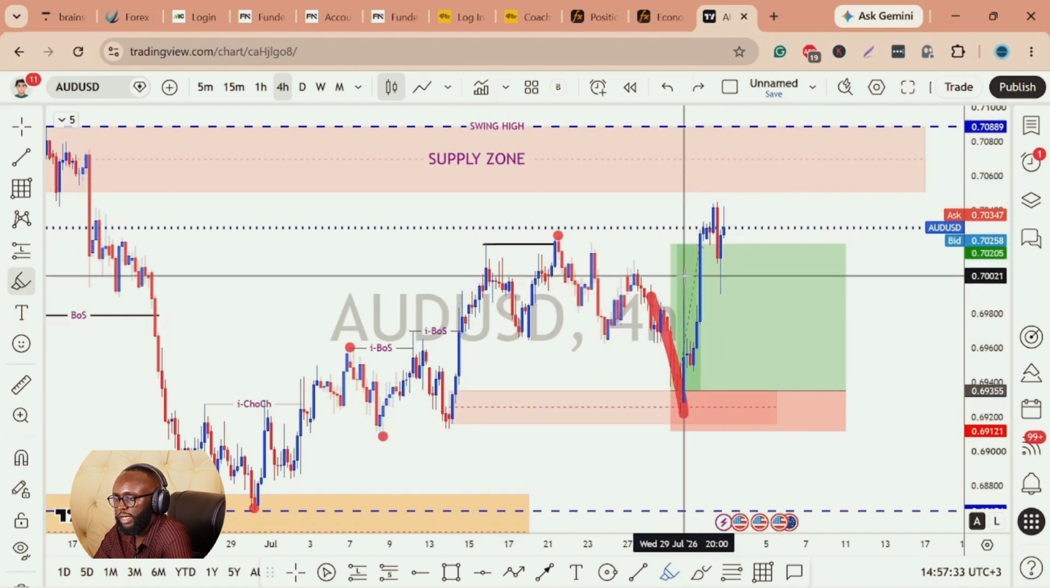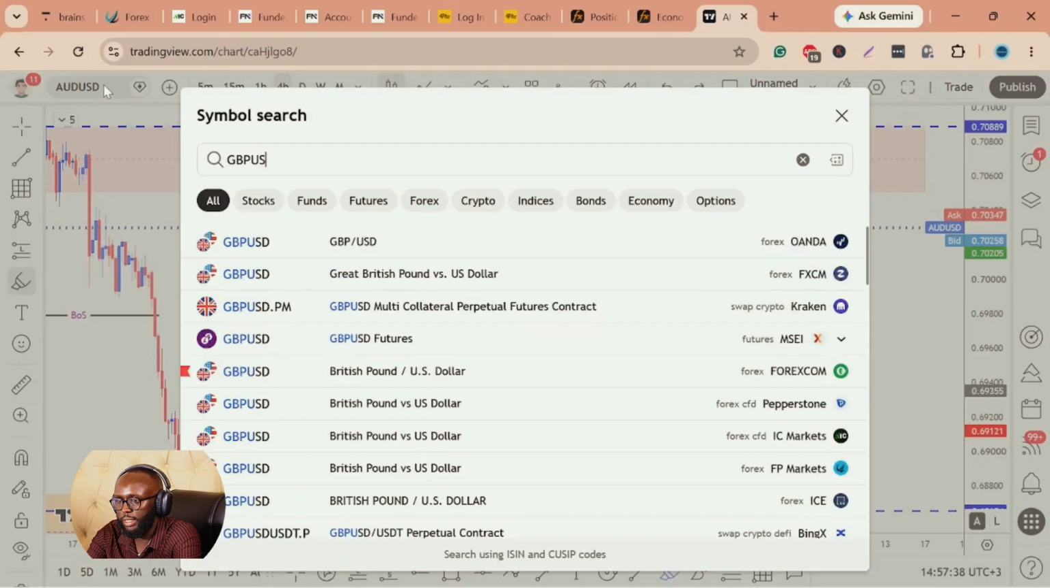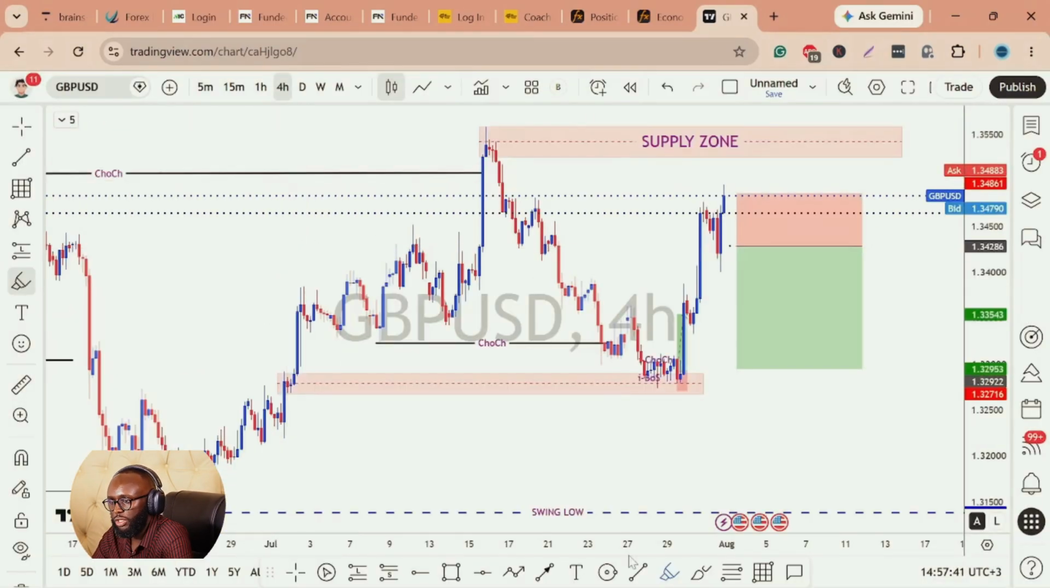So let's wait for the new week and see how AUD/USD will be behaving. I'll be updating you accordingly. Now, let's look at GBPUSD.